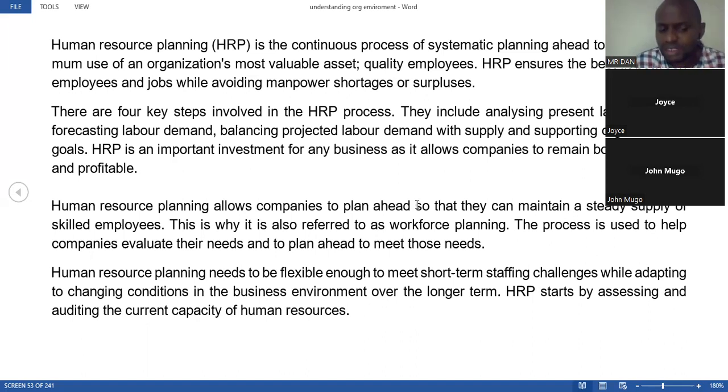So sometimes you might find some disruptions when it comes to human capital. And that is why in 2020, we had some disruptions where most employees were sacked because of the change or the paradigm shift of the business organization that affected the whole operations. And most companies did not survive. So human resource planning starts by assessing and auditing the current capacity of human resource. So you're looking at what you have in terms of human capital and trying to find the gaps in terms of the human resource so that at the end of the day, you'll be able to meet the demand and supply of work.